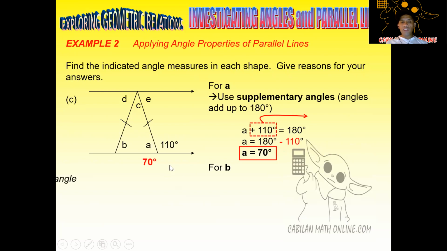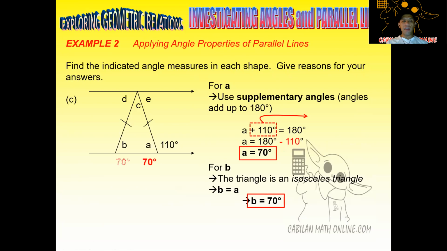So in an isosceles triangle here, since this side and this side are the same, that means these two angles would also be the same. So B would be the same as A. All right, so we've taken care of angle B and angle A.